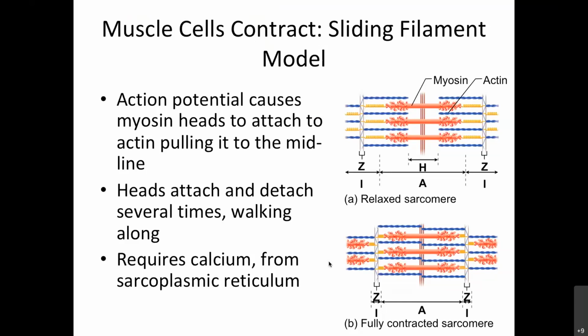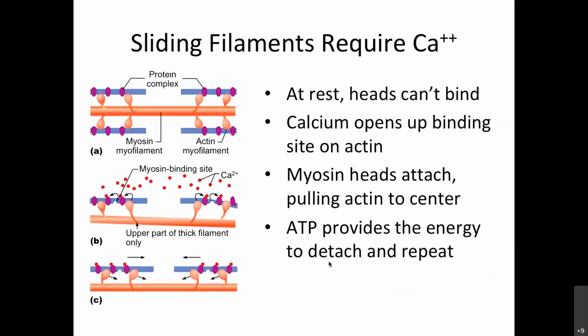So where does the calcium come from? Calcium comes from the sarcoplasmic reticulum. At rest, those myosin heads can't grab the actin, it's blocked. And so calcium is what opens up the actin and allows the myosin to grab it. How does the calcium get released? The calcium gets released because of that action potential.